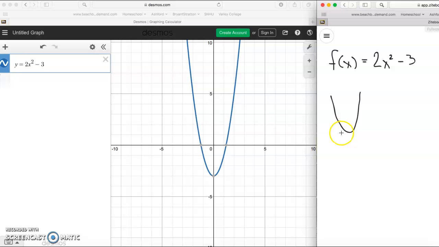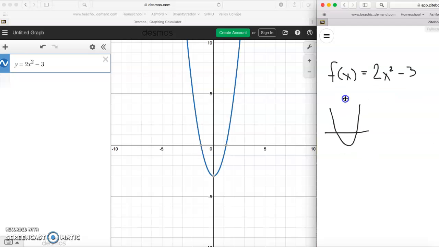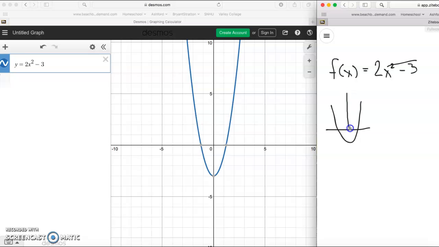Notice that it's going to hit a minimum value, okay? It hits a minimum value right here at negative 3. So right here at negative 3, it's going to hit a negative value. Okay, and that's where it stops. It's not going to go any lower than that.